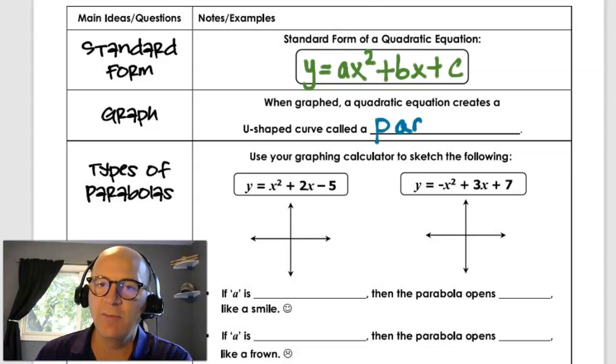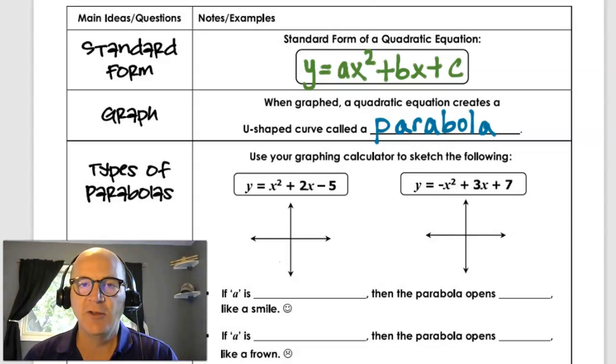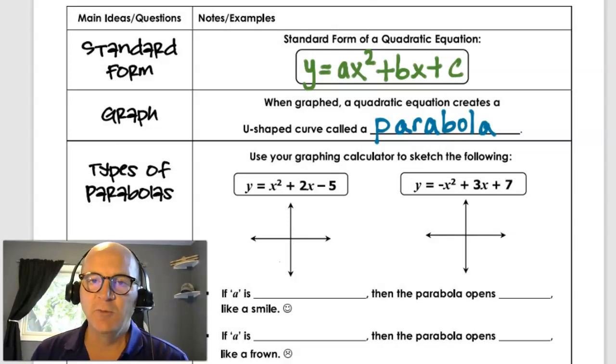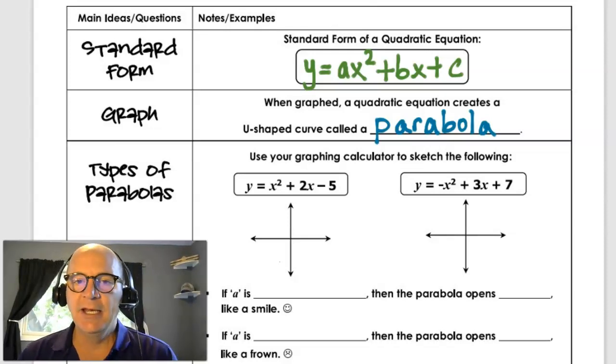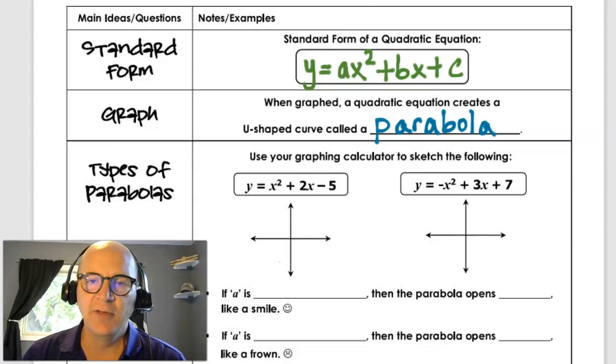And remember that this U-shaped curve is called a parabola, and it has a specific characteristic which makes it a parabola. It happens to be that quadratic equations do make that curve that we have.